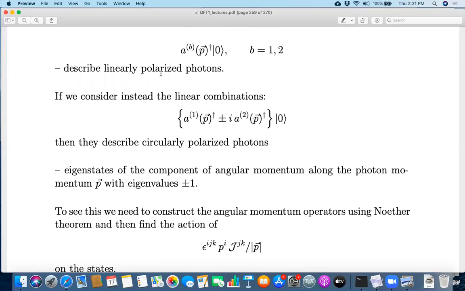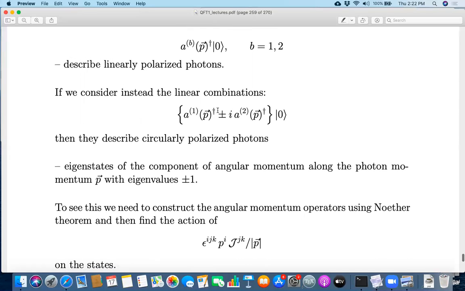So these states that we have constructed are what we can call linearly polarized photons, because they are analogous to linearly polarized electromagnetic waves. But we can also, of course, consider any linear combination of these. In particular, we can consider linear combinations of the form a_1p dagger plus or minus i times a_2p dagger on the vacuum state. These are also single particle states, just linear combinations of these. And these can be said to describe circularly polarized photons, because the corresponding electromagnetic waves are circularly polarized electromagnetic waves.